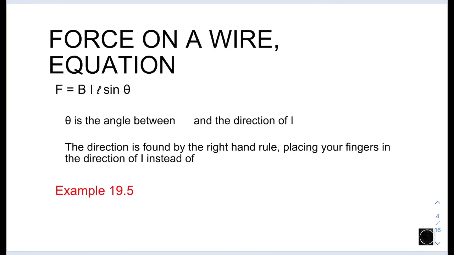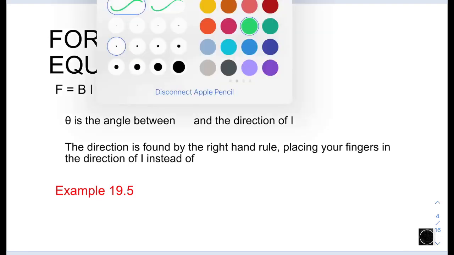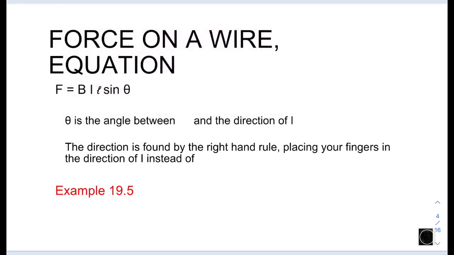Next, the force itself. Instead of QVB sin theta, now we have a new formula, because we have a new adaptation for a collection, a bundle of charge. So it's F equals BIL sin theta. The angle is the smallest angle between the vectors. Between which vectors? Between the B and the current flow, of course the current flowing within the length L. The unit is Newton. The theta is the smallest angle between B and I. The direction is found by the right hand rule, placing your fingers in the direction of I instead of, this is supposed to be, velocity.